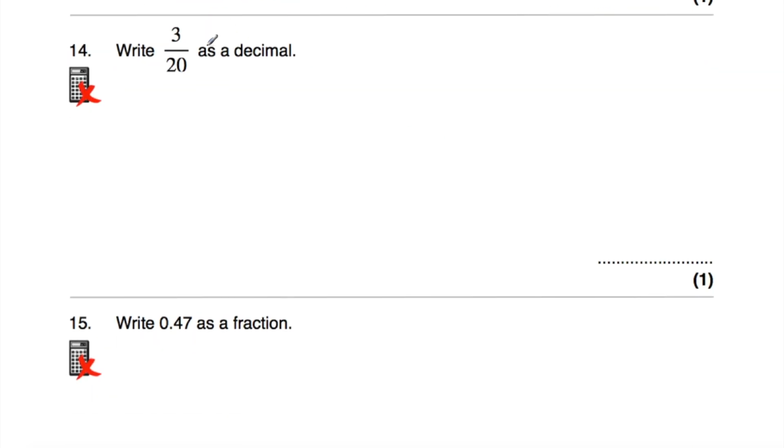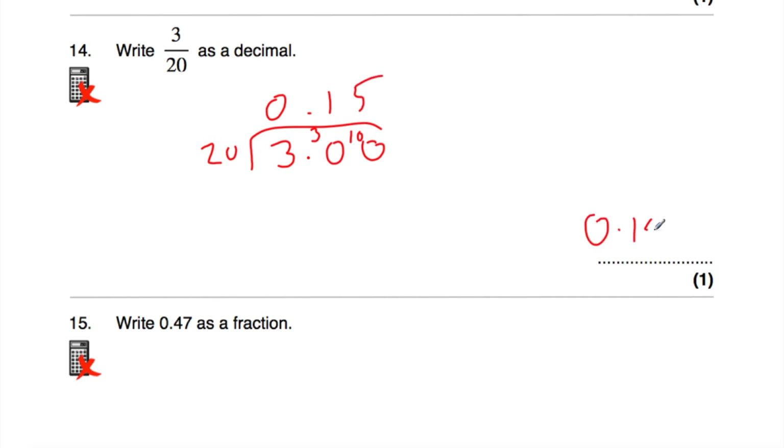Okay, let's look at question number 14. Question number 14 says to write 3/20ths as a decimal. So on this one, I'm just going to take the numerator and divide it by the denominator. So I'm going to do 3 divided by 20, and a decimal point and some zeros. So how many 20s go into 3? 0, remainder 3. How many 20s go into 30? That's going to be 1, and then remainder 10. And then how many 20s go into 100? That's going to be 5. So the answer would be 0.15. And that's it. That's question number 14 done.